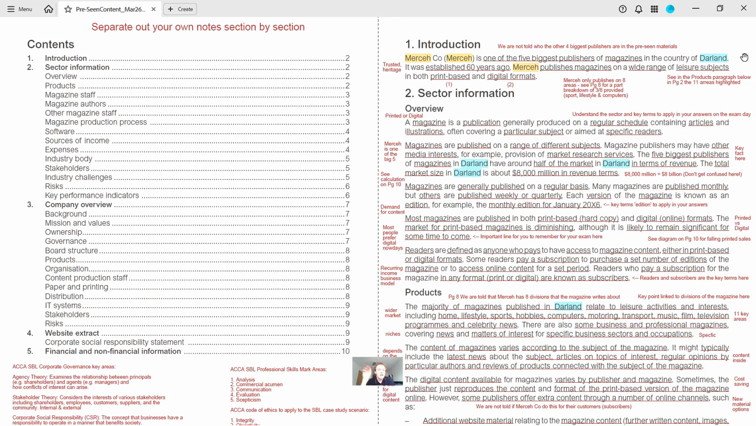And therefore, is there opportunity for Merceh Co to go into these different areas and to consider this further on that? Well, that takes you through our first part of my full tutor analysis before we get on to the sector information in part 2.